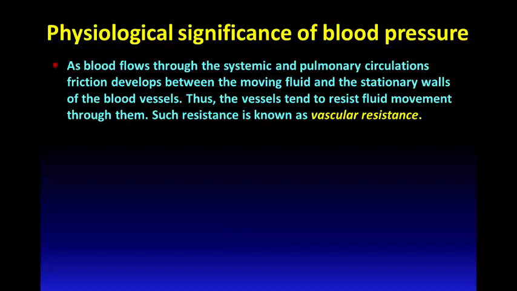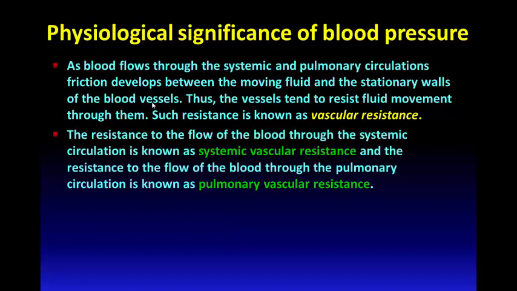In the body, the walls of the blood vessels remain stationary, and friction hence develops between the moving blood and the stationary walls of the blood vessels. The vessels therefore tend to resist the movement of the blood through them. This resistance is known as the vascular resistance. The resistance to the flow of the blood through the systemic circulation is known as the systemic vascular resistance, and similarly the resistance to the flow of the blood through the pulmonary circulation is known as the pulmonary vascular resistance.